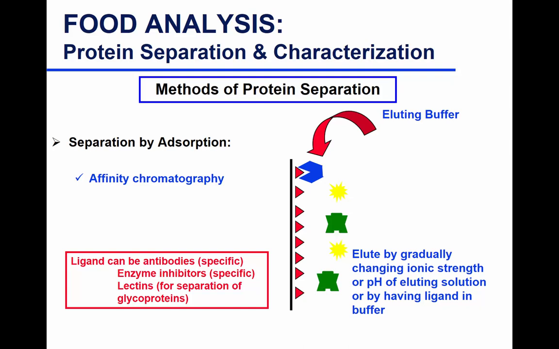And then again, once they interact, the way we have them come off the column is to change the environment. If you change the environment, then you will lose those specific interactions. Changing the environment either by changing the ionic strength or pH, or having lectins, for example, in the buffer. So you will have lectins in the buffer and lectins in the column, and then you would have the protein leaving the lectin on the column and interacting with the lectin in the mobile phase. Okay.